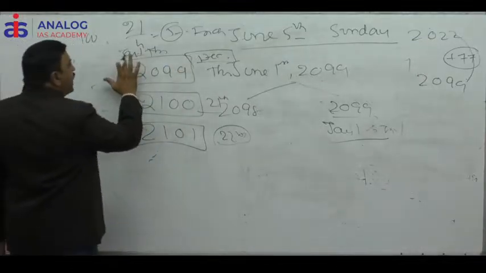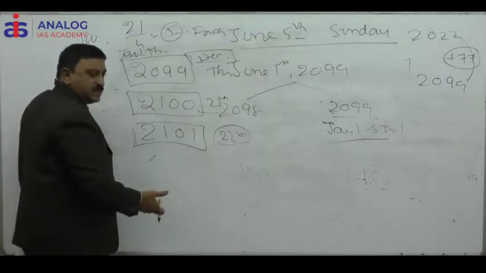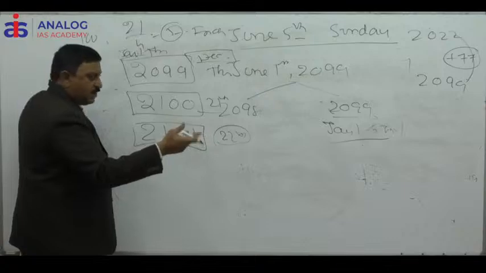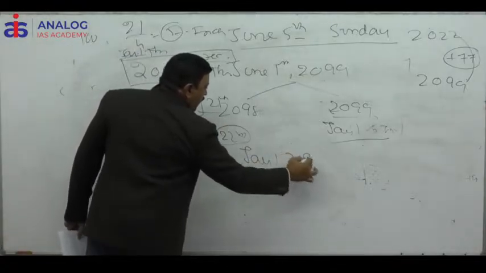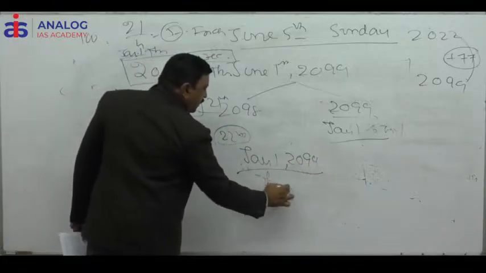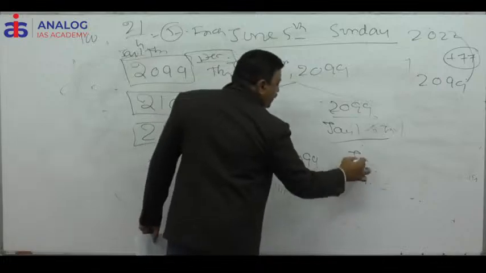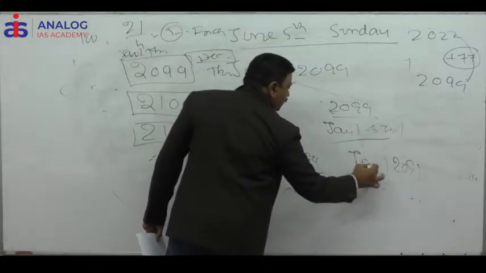From here, January 1st is Thursday. From here just calculate June, and you get the answer. January 1st of 2099 falls on Thursday. If this is Thursday, find June 1st of 2099. That's all.